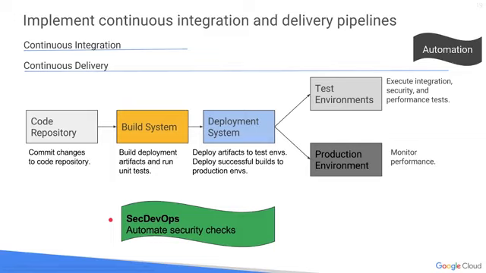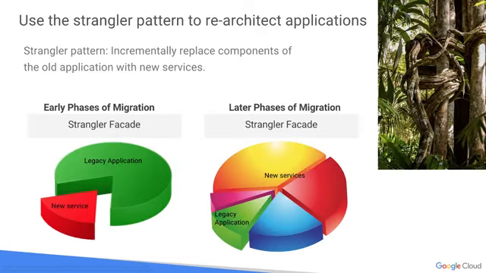With a SecDevOps approach, you can automate security checks such as confirming whether you're using the most secure versions of third-party software and dependencies, scanning code for security vulnerabilities, confirming that resources have permissions based on principles of least privilege, and detecting errors in production and rolling back to the last stable build.